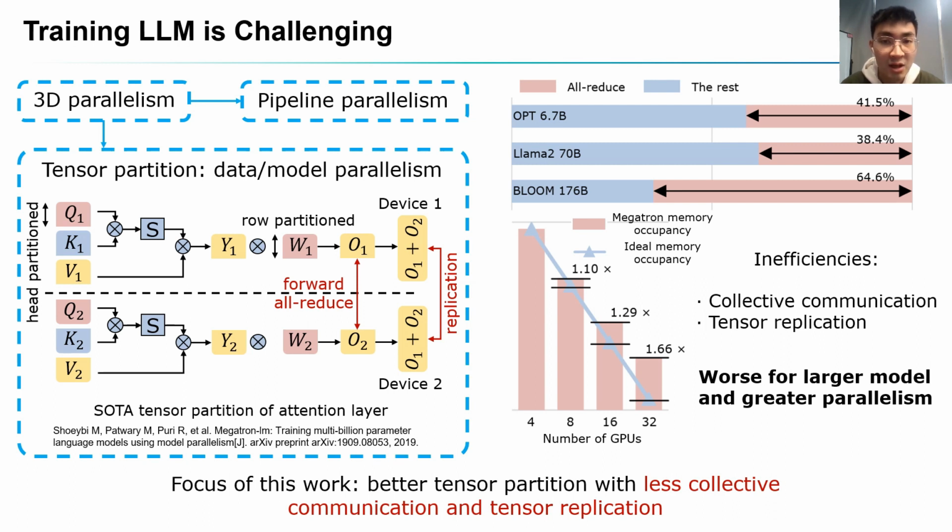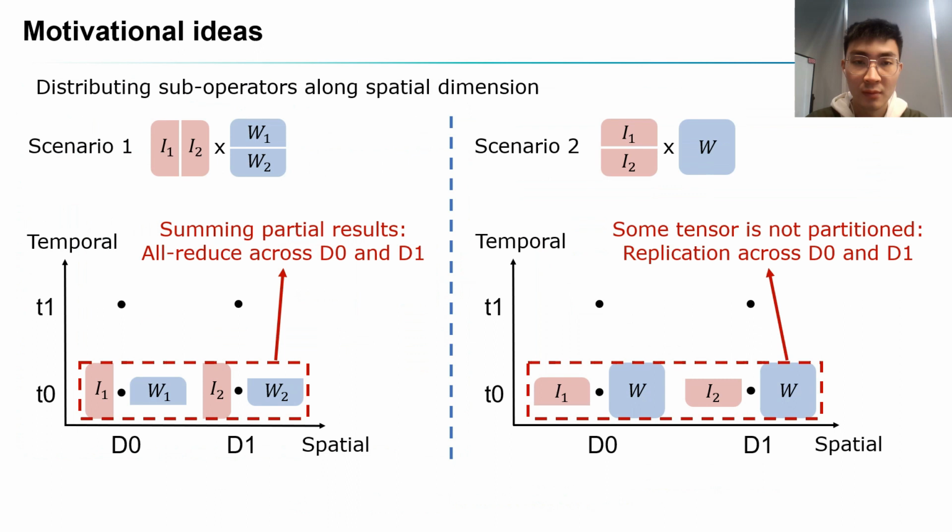However, the state-of-the-art LM training systems exploit a limited tensor partition space, inducing inefficiencies of expensive collective communication and tensor replication. This work addresses these inefficiencies by investigating better tensor partition solutions.